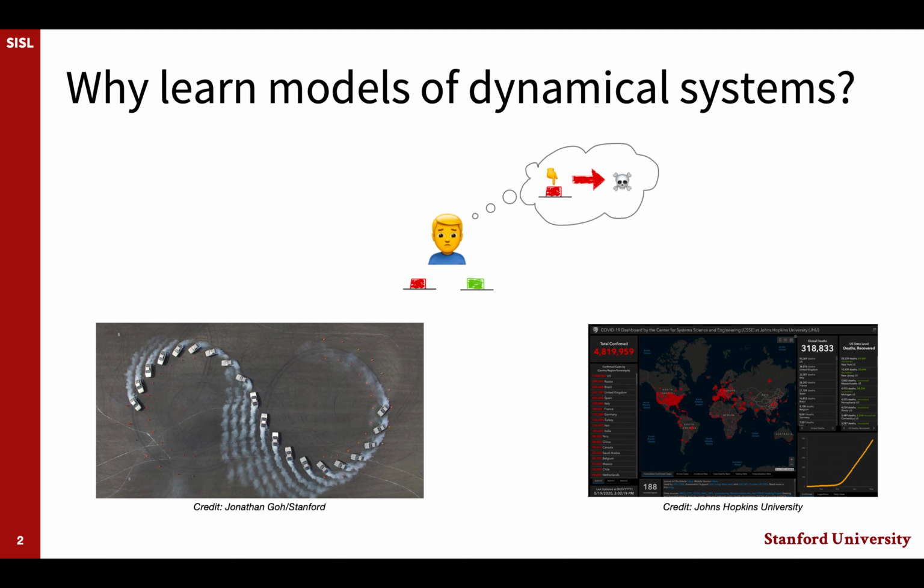Two real-world applications of such model predictive control are autonomous driving and, more recently, the COVID-19 pandemic. It would be great if we had a model that could tell us exactly how much we could reopen an economy while constraining the load on the healthcare system.